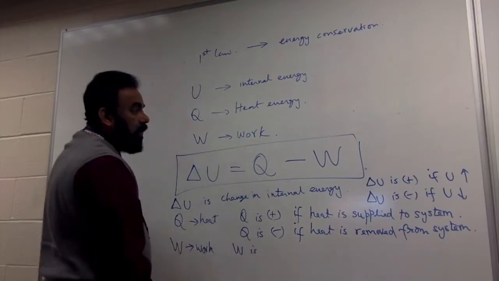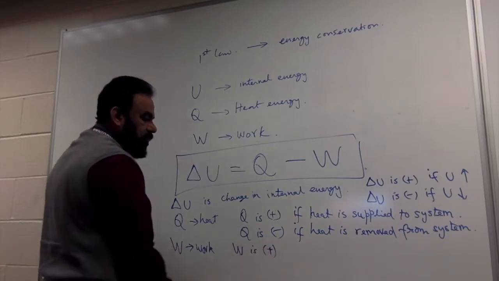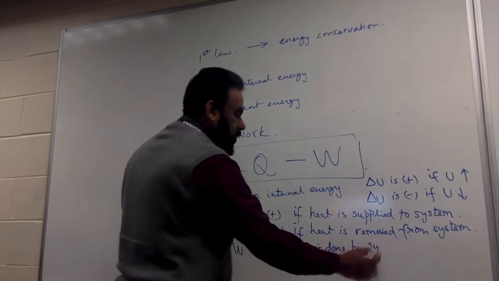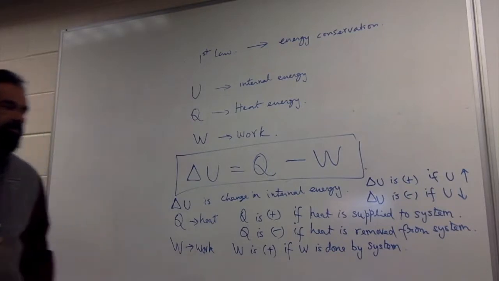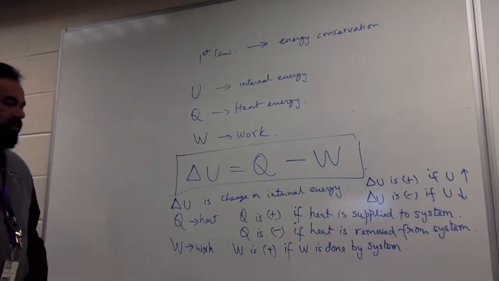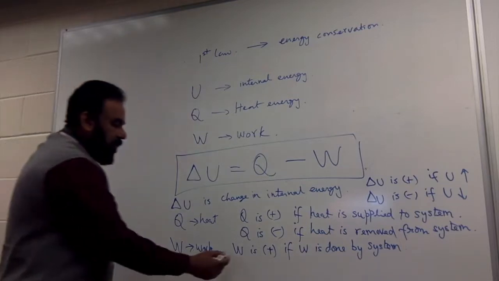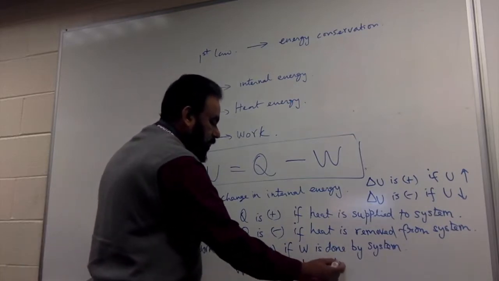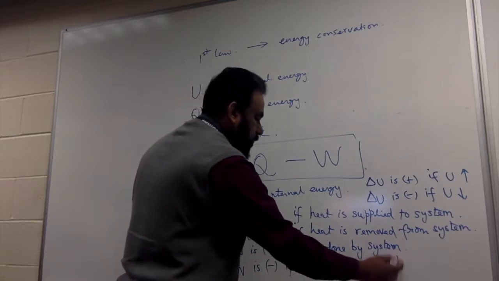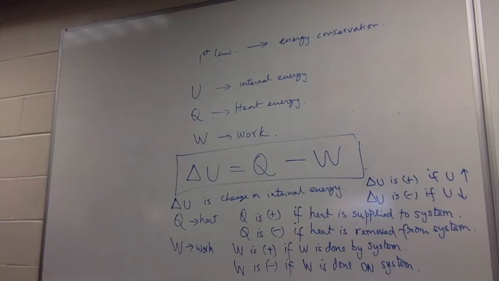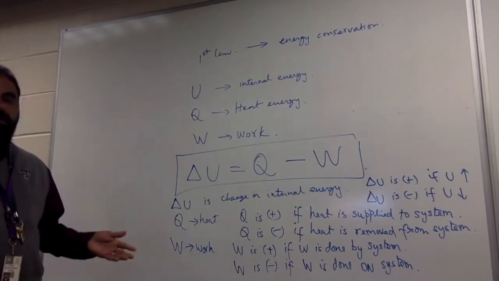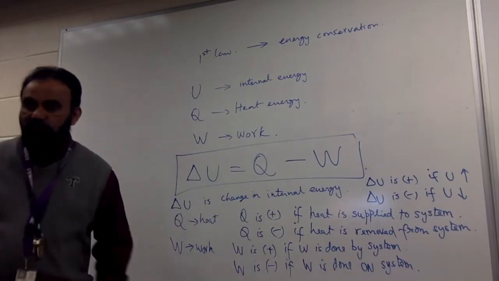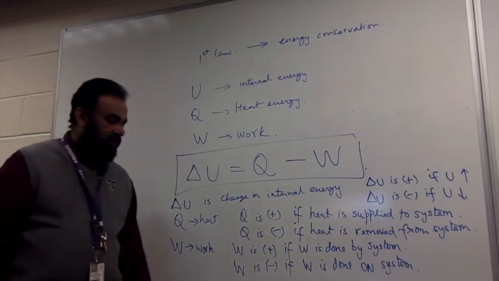W is positive if work is done by the system. If the system is doing work, then W is positive. W is negative if work is done on the system. So W is positive, work is done by the system. If this table is doing the work, then that is positive. W is negative, work is done on the system. So I'm doing that, and that is work done on the system.